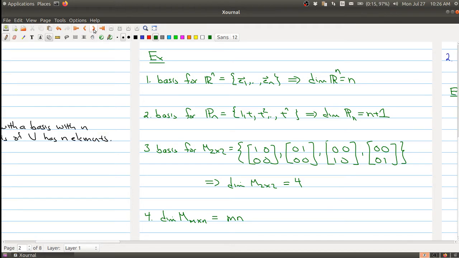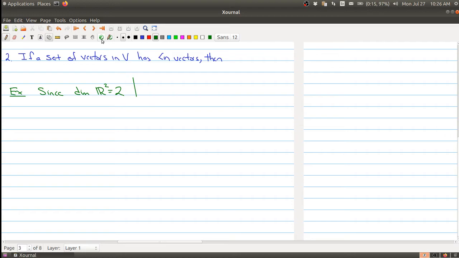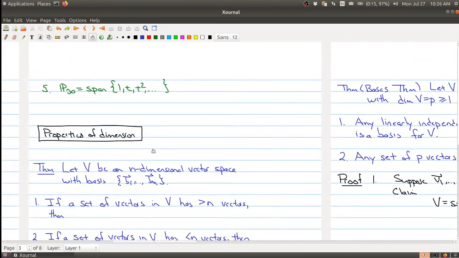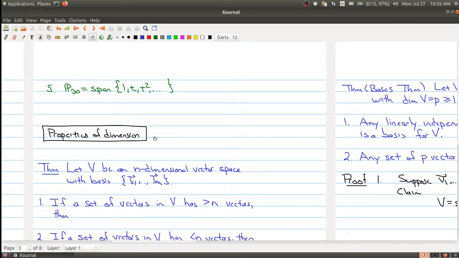Let's finish this little part of today's lecture by giving you an infinite dimensional vector space. We let P infinity be the set of all polynomials of any degree. You can check that this is a space spanned by 1, t, t squared, t cubed, and so on. You need all of these polynomials in order to describe all the polynomials of any degree. So this implies that the dimension of P infinity is infinity.